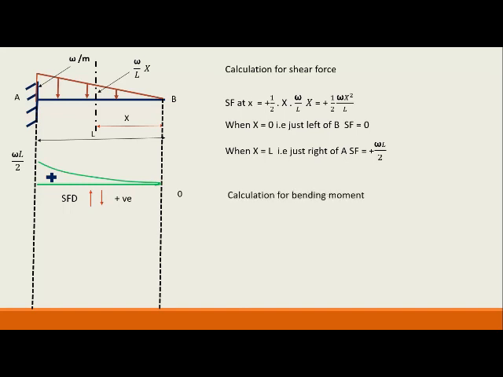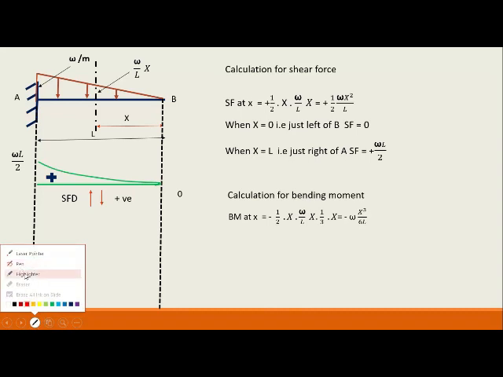Let us go for the bending moment calculation. So bending moment is the value of the load into the CG distance. We already have calculated the value of the load or the force. Say it is half base into altitude, half into x into omega x, omega L, omega divided by L into x, this one.